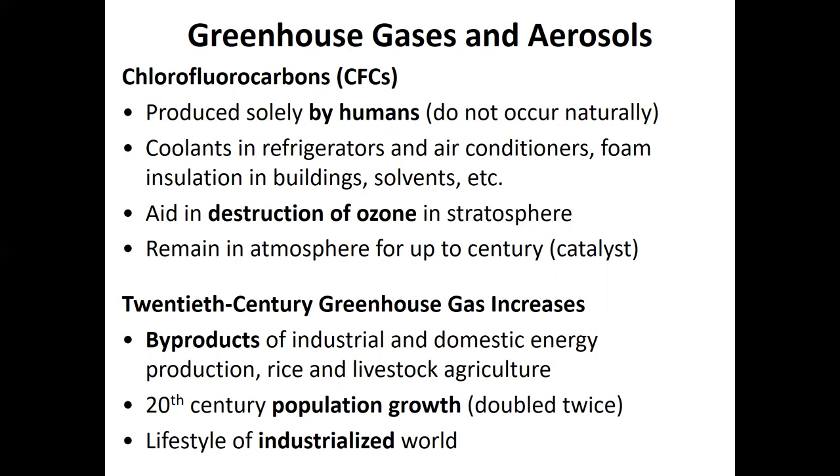So the 20th century has seen increases in the amount of greenhouse gases in the atmosphere. They are byproducts of industrial and domestic energy production, and rice and livestock agriculture. And the 20th century has seen population growth. The population has doubled twice. That has produced even more greenhouse gases, and the energy-intensive lifestyle of the industrialized world has increased the production of greenhouse gases even more.